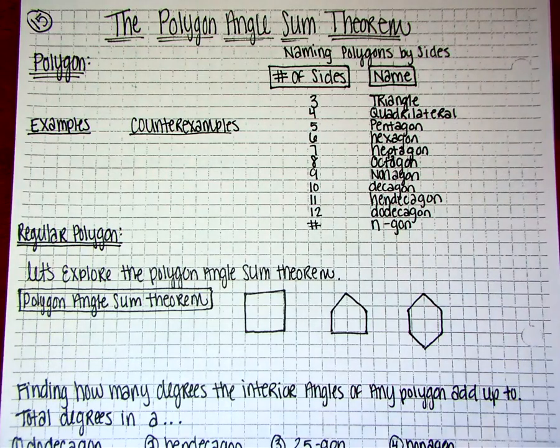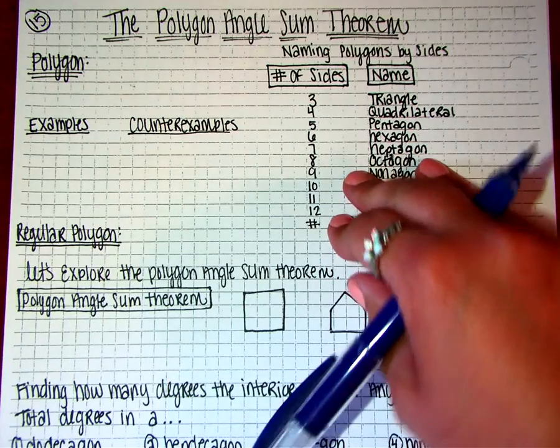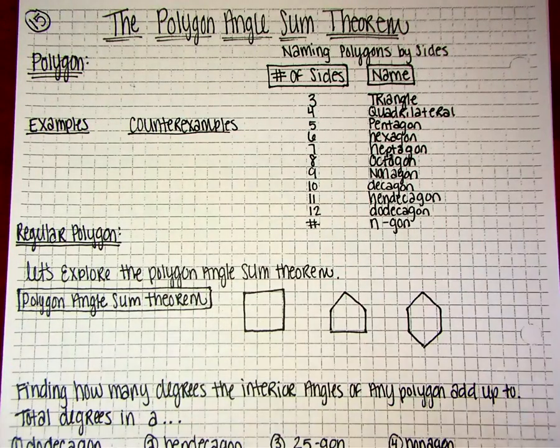All right, so to continue on, we're in section 2 of our Unit 5 notes. What we're going to be working on today is the polygon angle sum theorem. So we're going to talk about what polygons are and kind of how many degrees they add up to.